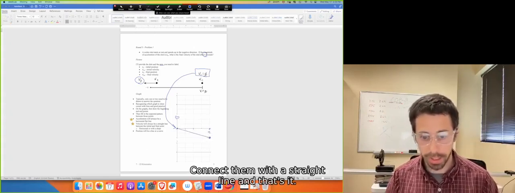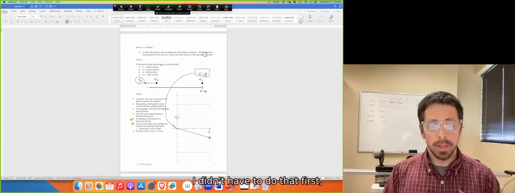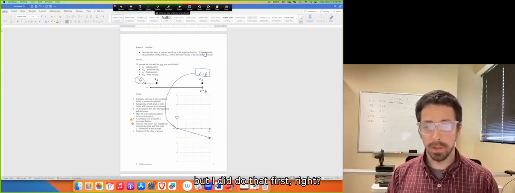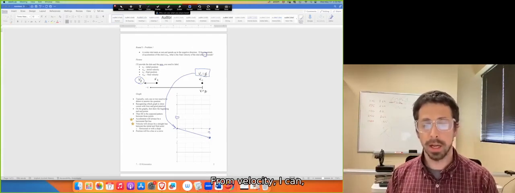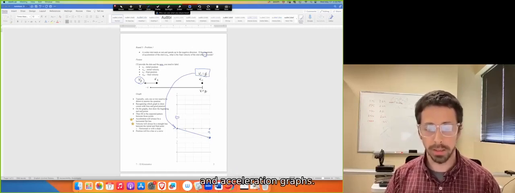Connect them with a straight line. And that's it. That's it, guys. All right. I didn't have to do that first, but I did do that first, right? From velocity, I should be able to get both my position and acceleration graphs.